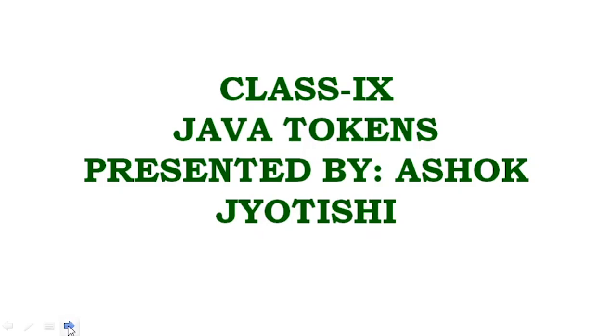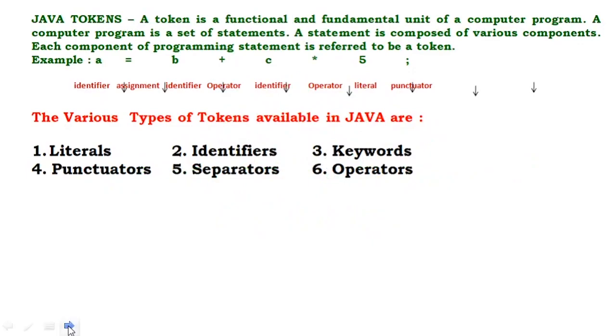Hello, good morning children. Today I will teach you about Java tokens, which is the fundamental unit of a Java program. The definition says Java token is a functional and fundamental unit of a computer program. A computer program is a set of statements. A statement is composed of various components. Each component of a programming statement is referred to as a token.